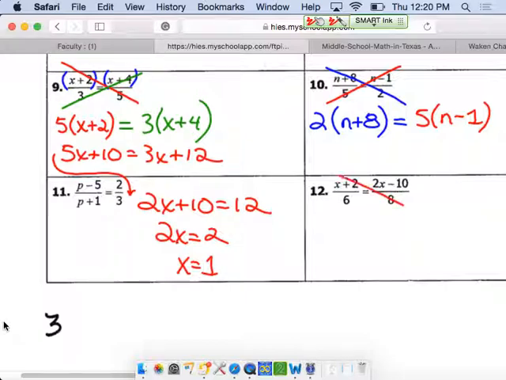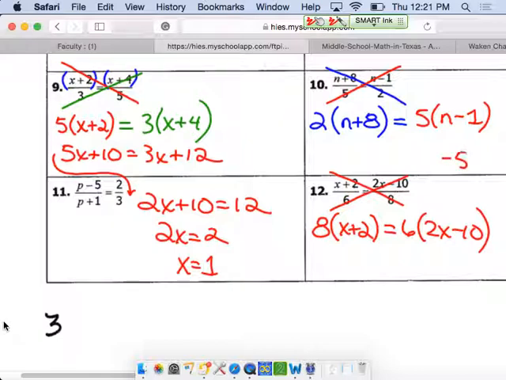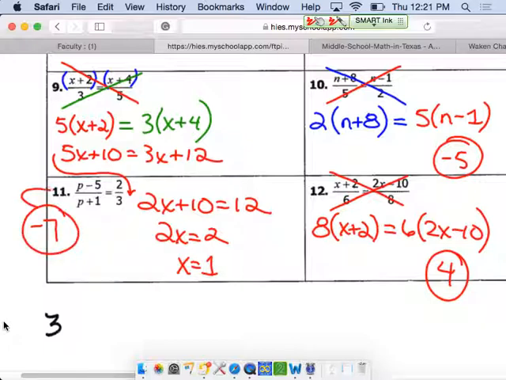Same thing down here. I'm going to start with 8 times x plus 2, and I'm going to set that equal to 6 times 2x minus 10. And let me give you the answers for these. Number 10, the final answer is -5. That's the final answer. And in number 12, the variable value is 4. And in number 11, the variable value is -7. And I'll let you all take that from there on your own.